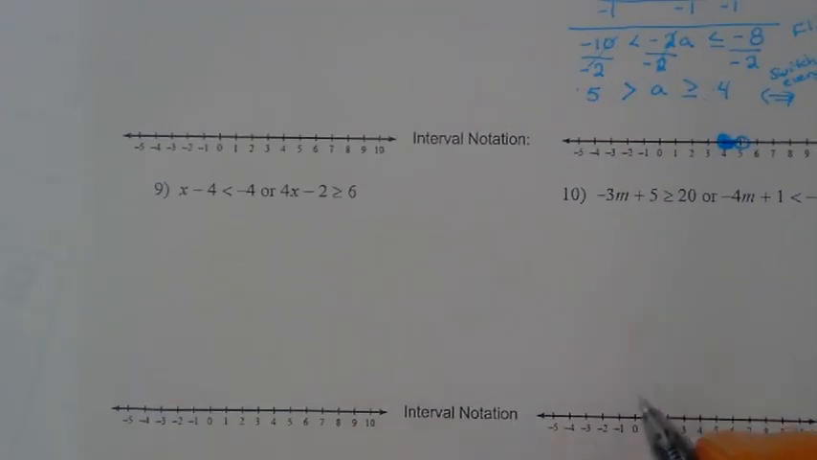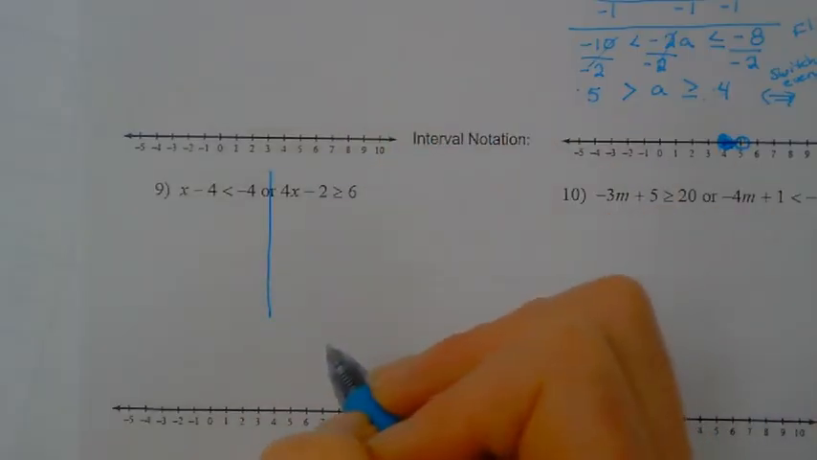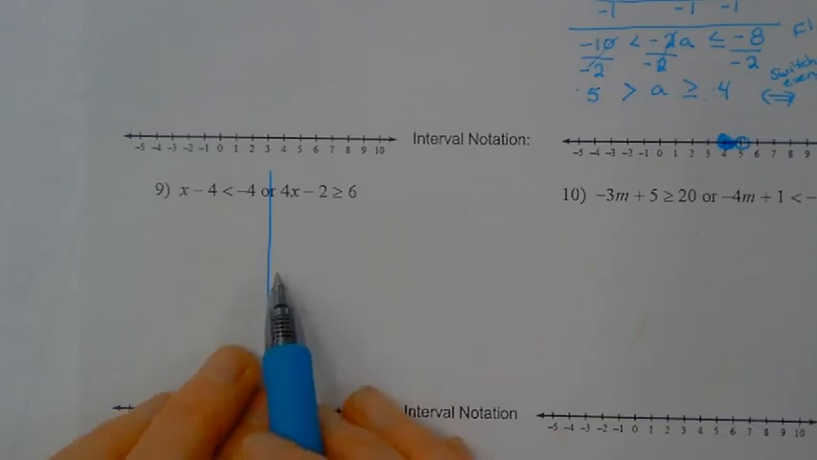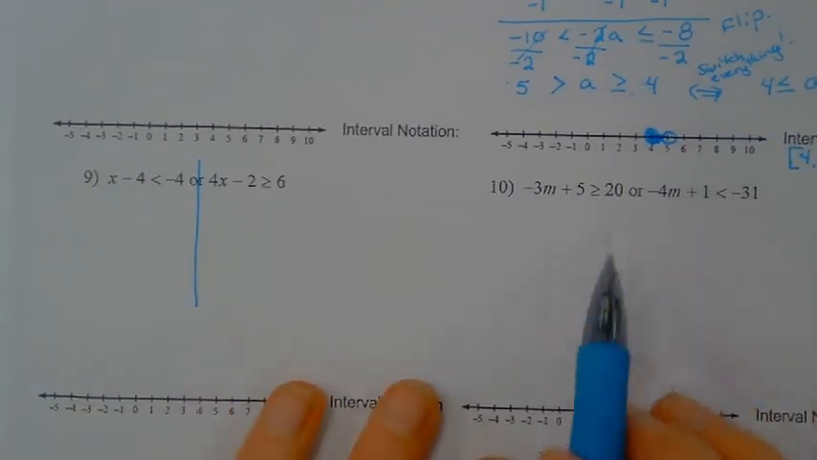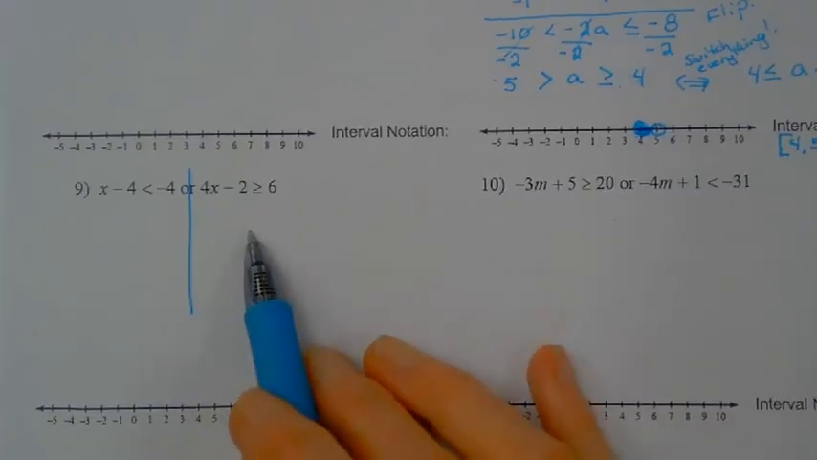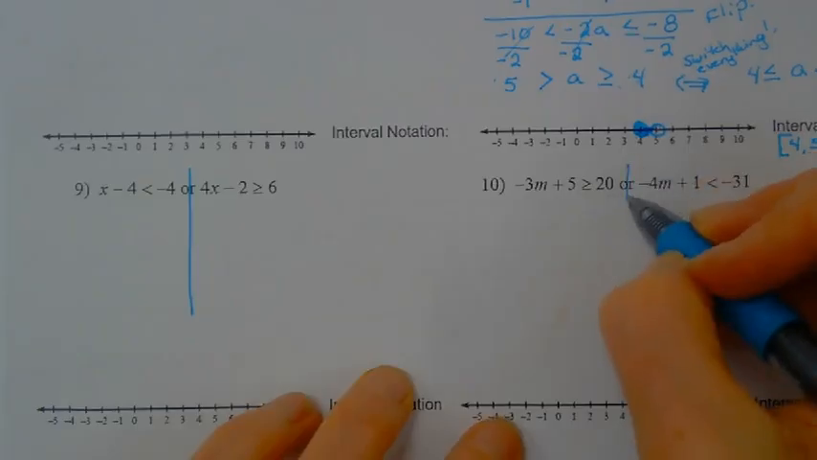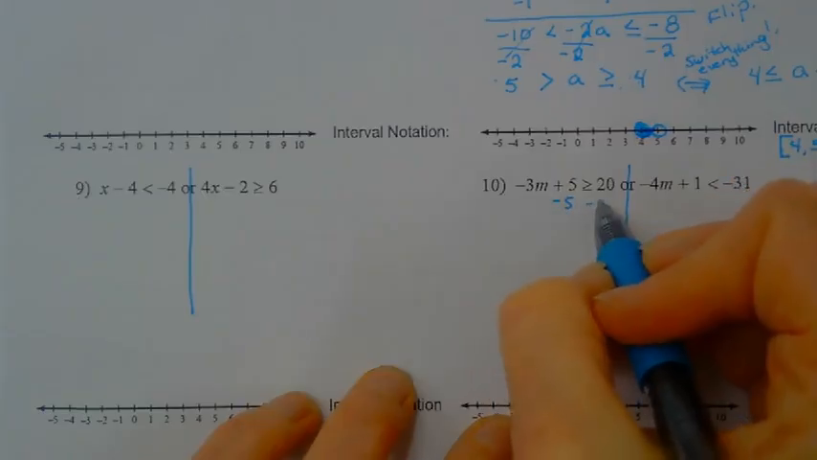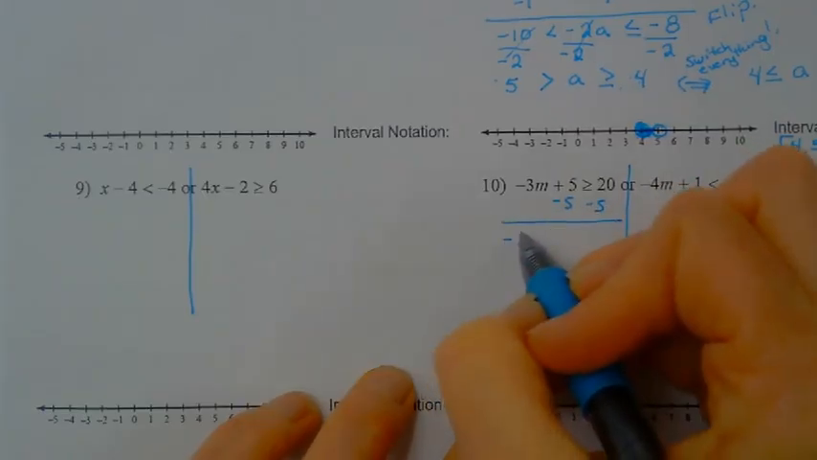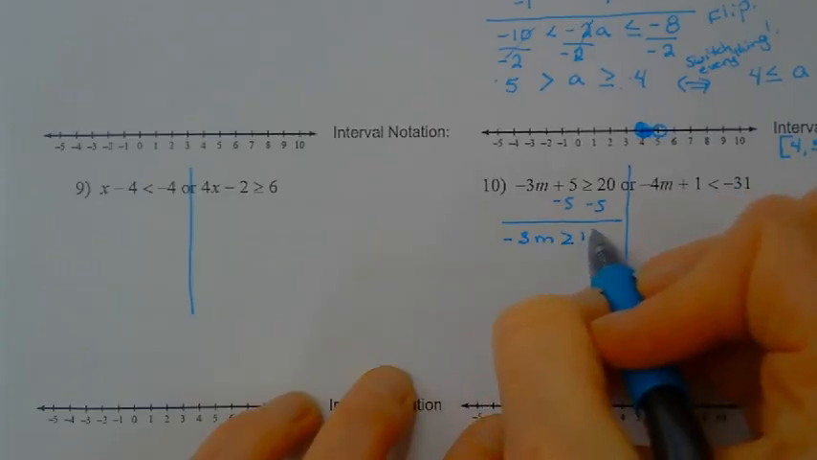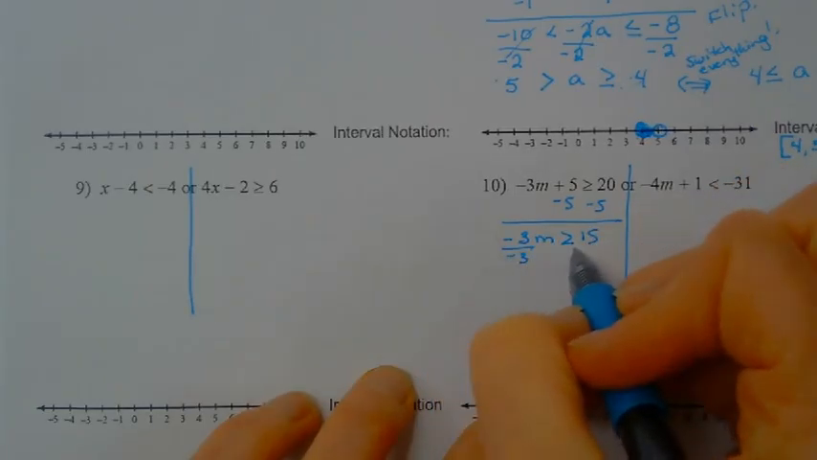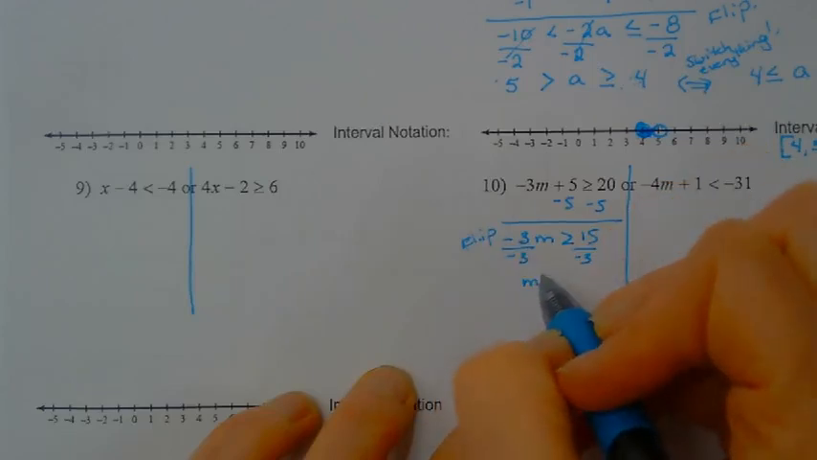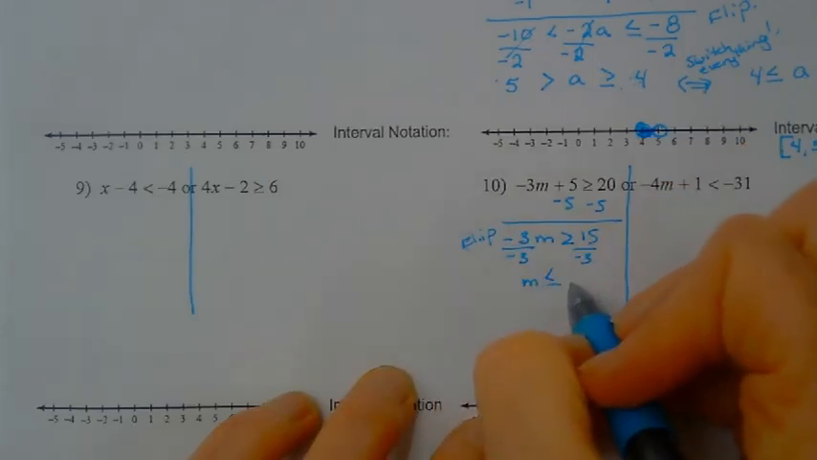All right, so let's see. Actually, I think maybe I'm going to let you do this one. And I'm going to do this one, because this one requires a lot of flipping. This one doesn't require any flipping. Okay, so these are ors. All right, I'm going to solve this one first by subtracting 5. We get negative 3m is greater than or equal to 15. Divide by negative 3, divide by negative 3, and we get m, and we have to flip because we divided by a negative. It's less than or equal to negative 5. So I did that one, okay?